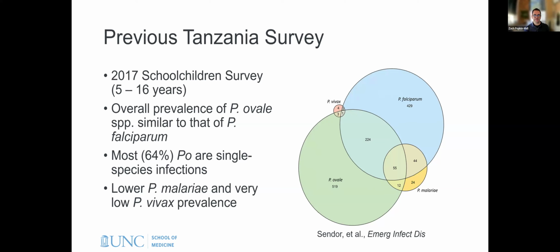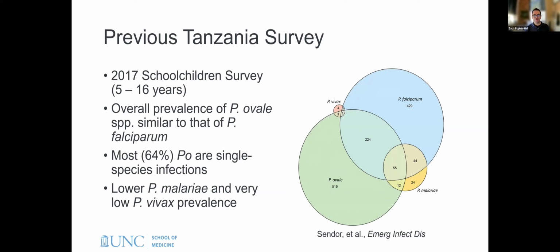So if you look at this diagram that I have on the right here, you'll see there actually are more ovale cases detected than falciparum. What's also interesting is that the majority of those, 64%, were single species infections. So just ovale, not co-infected with falciparum, although we do still see a large share of co-infections. In addition, this study did find a smaller degree of Plasmodium malariae infection, most of which were co-infections, and then a very small number of Plasmodium vivax cases, so a very low prevalence of vivax.